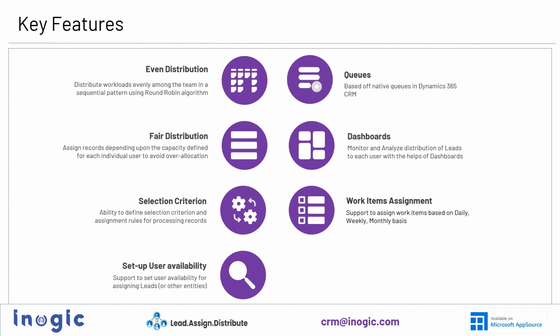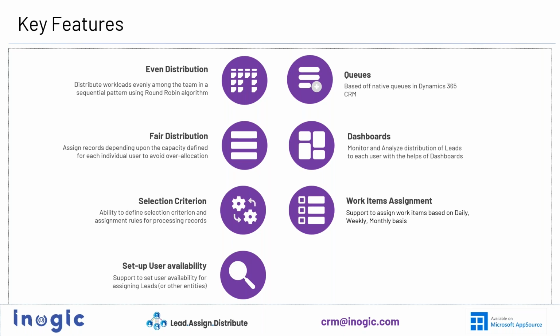The next is, if the record does not satisfy any particular criteria, then it won't be considered for automatic allocation. Now, let's say that one of the users, one of the sales representatives or service representatives, is on leave. We don't want the lead to be assigned to that user, correct? Well, with lead assignment and distribution automation, we can set up user availability as well.